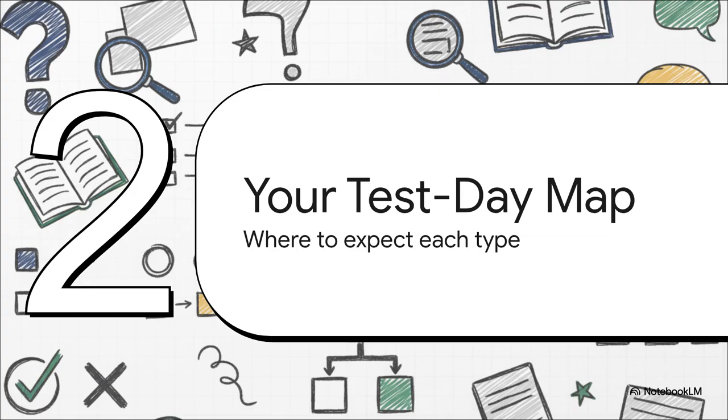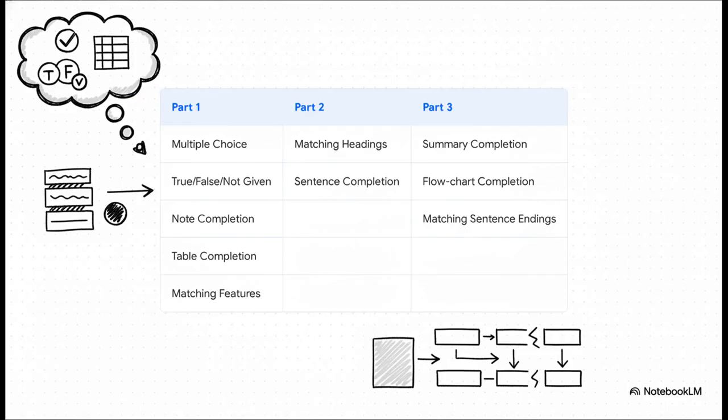Okay, so now that we've met all 12 question types and sorted them into their nice, neat families, let's put it all together. Think of this as your strategic map for test day. It's going to show you where you can expect to run into each type of challenge. This table here is our test day map.